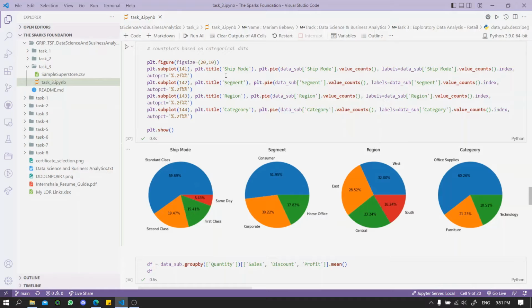So we move on to the next thing, which is the count plot based on the categorical data that we obtain from our data frame. For example, the ship mode and region, segment, category, whatever.